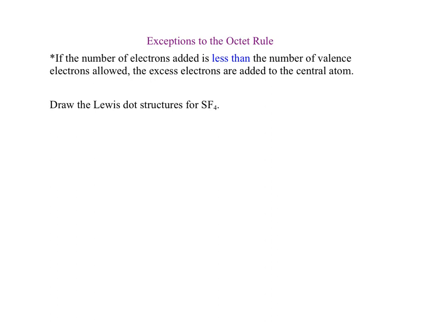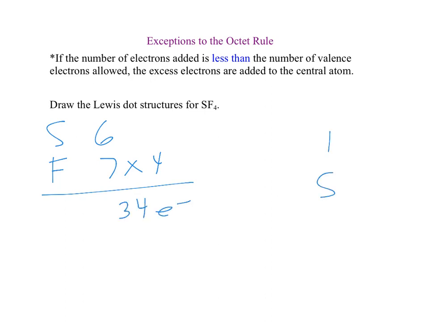Let's look at SF4 now instead of SF6. So again, sulfur, 6 valence electrons, fluorine, 7, and then times 4. Altogether, that is 34 valence electrons. Sulfur in the center, attach those fluorines, and then give the fluorines their octets.